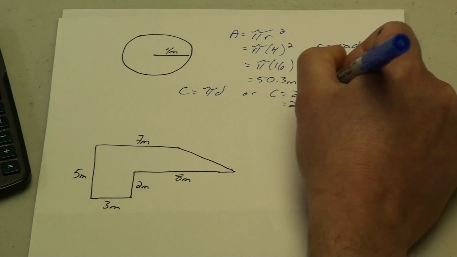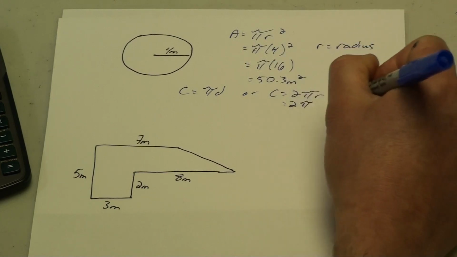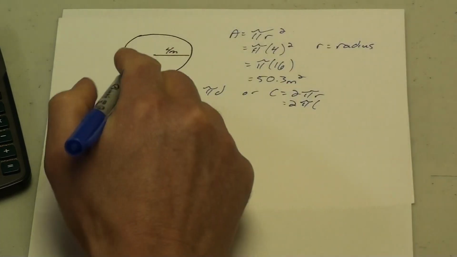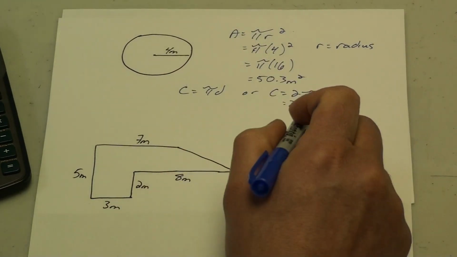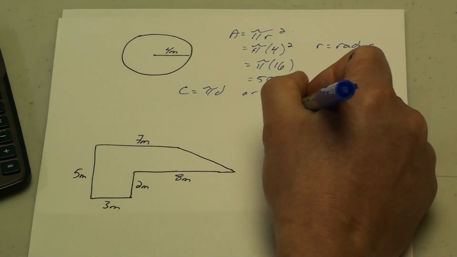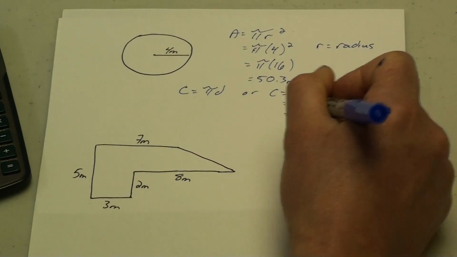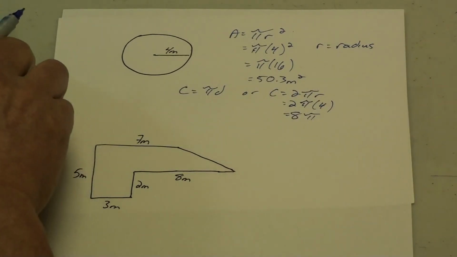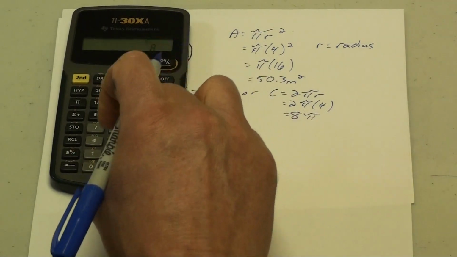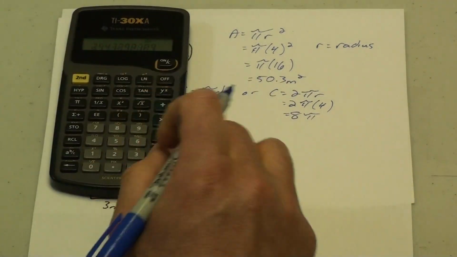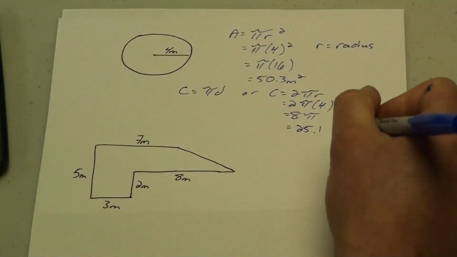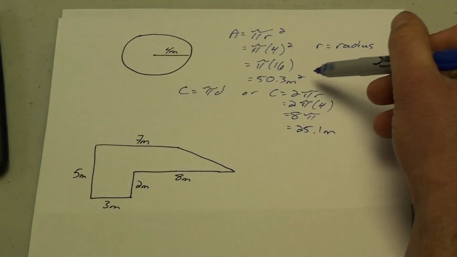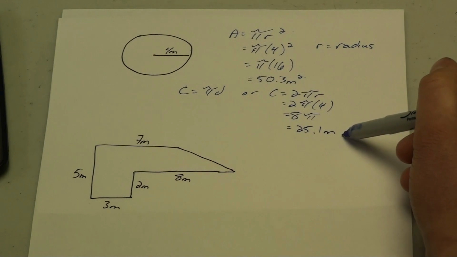Either way, I'd have 2 times pi, which is 3.14, times, in this case I want to use a radius because I have it, and my radius is 4. I can multiply the 2 and the 4 together to give me 8, and then I'd have 8 times pi, which is 3.14. 8 times pi equals, and I have 25.1, and again my units are meters. Area is meters squared, circumference is just meters.